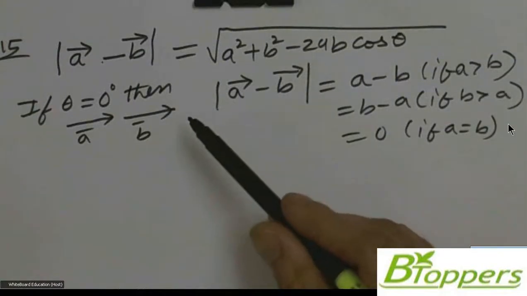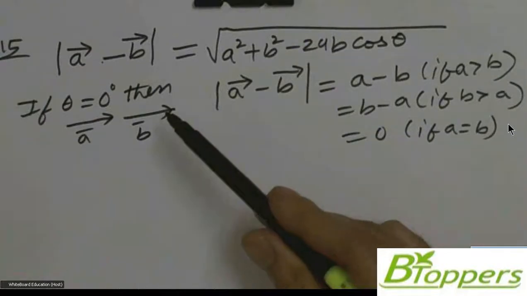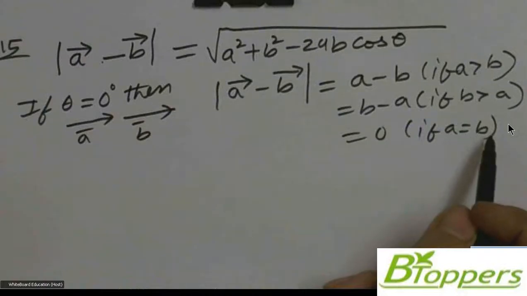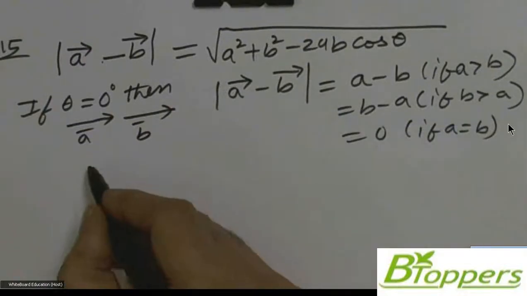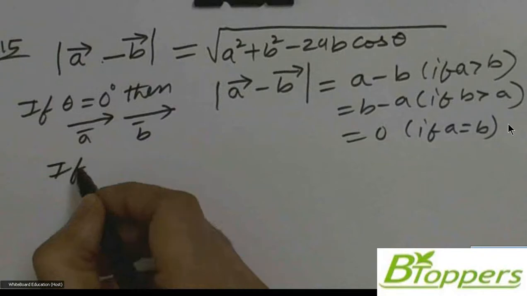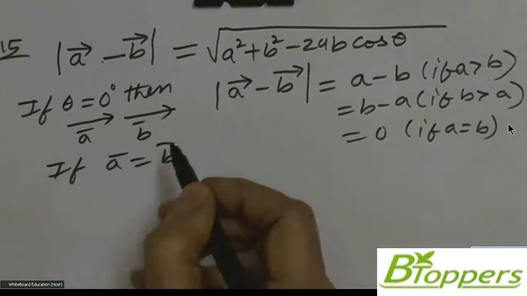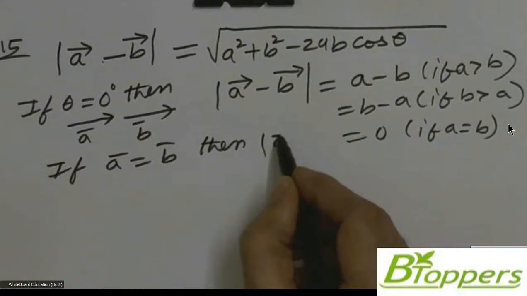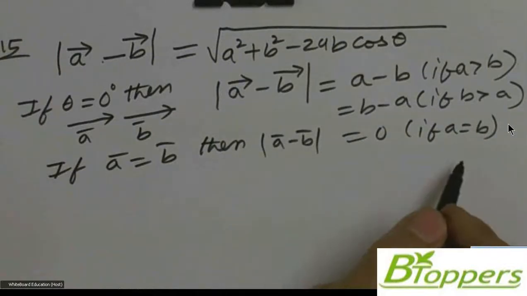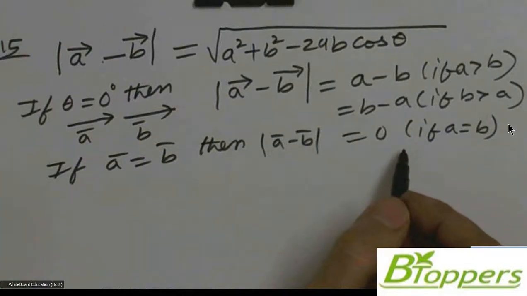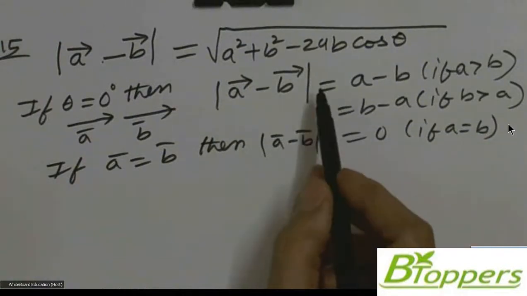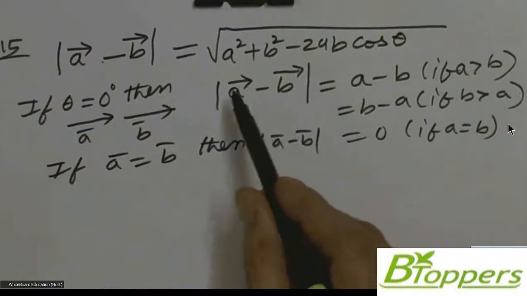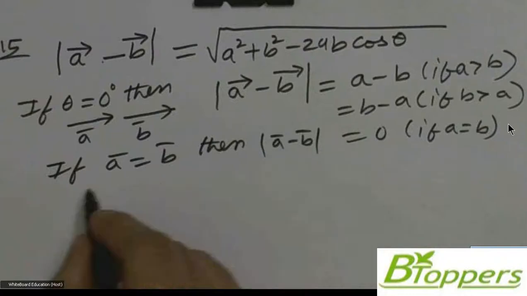When the two vectors are in the same direction and also have the same magnitude, in that case you can write a bar equal to b bar. Then a bar minus b bar will be 0 vector, or mod of a bar minus b bar will be 0. That means there are two statements related to this theta equal to 0 degrees.